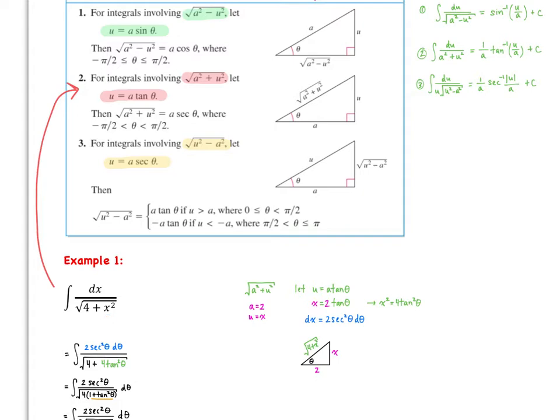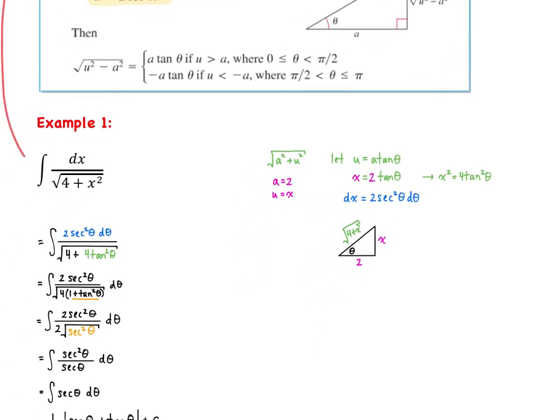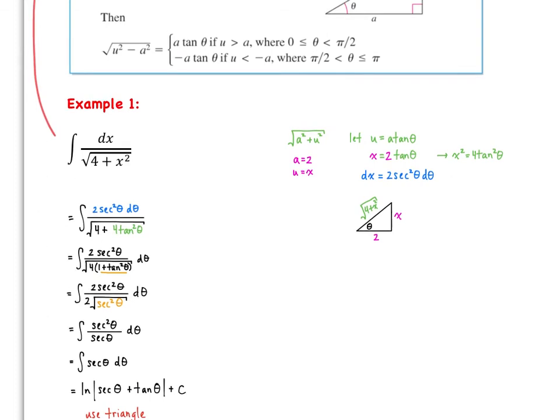We're going to do a little side note as we dive through this. I know I'm going to be using tangent. So we have the square root of a squared plus u squared. A is going to be 2, u is going to be x. So we're going to let u be a times the tangent of theta. That means x equals 2 times the tangent of theta. So what is x squared? Because x squared is where we're going to make our substitution. x squared is going to be 4 tangent squared of theta.